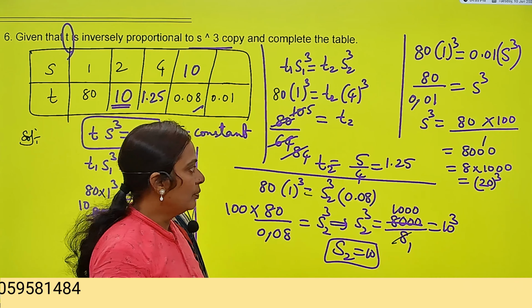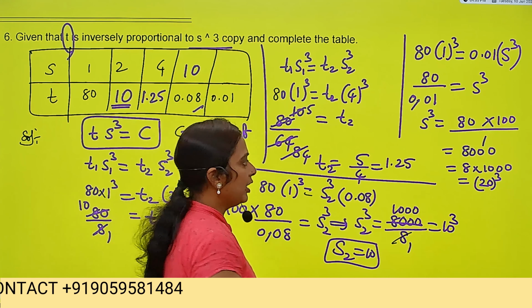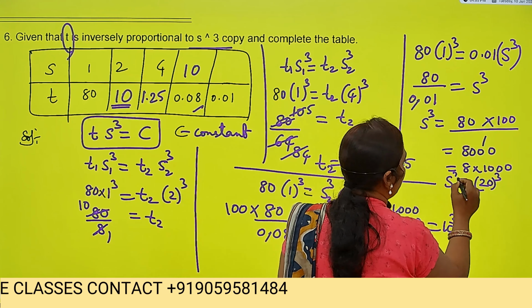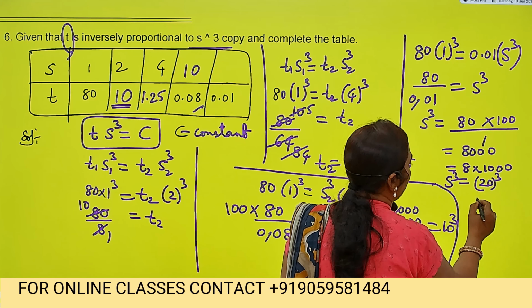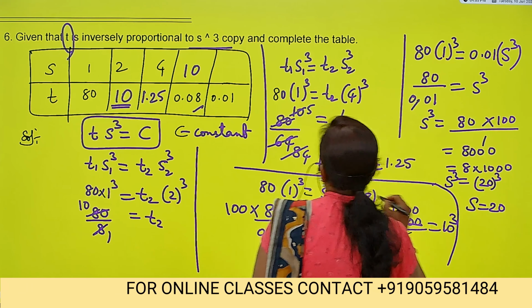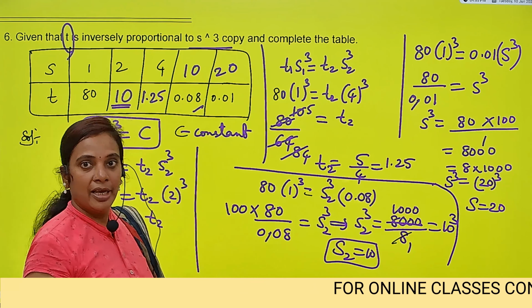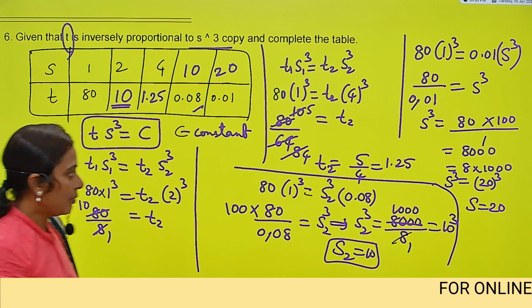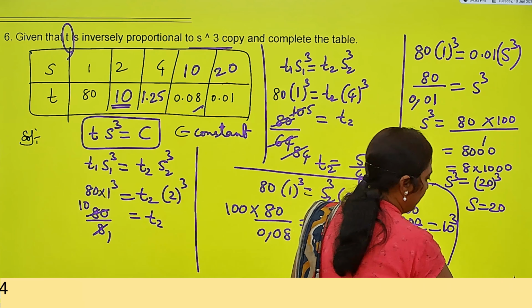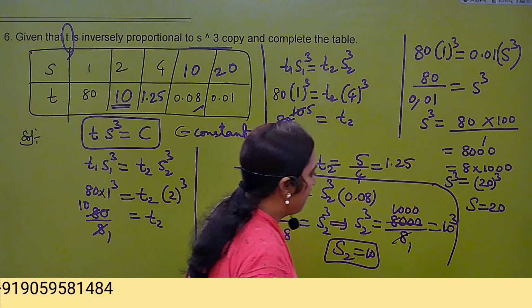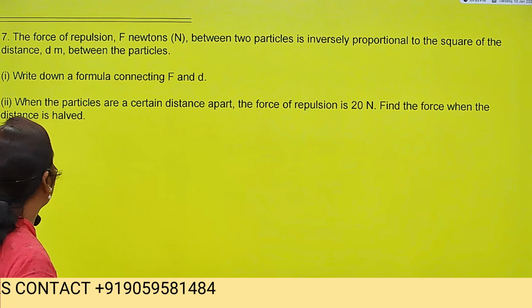1000 means 10 cubed, 8 means 2 cubed, 10 into 2, 20 cubed. S cubed equals 20 cubed. What is S? 20. This is 20. Got it? Okay. This is the way we solve simply. Next question.